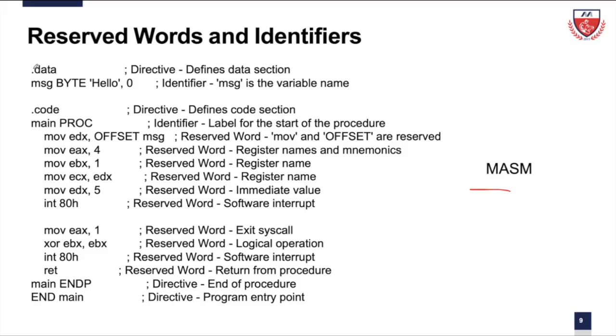Okay, so identifiers here are the variables like the message, what else? Main, no? So those are identifiers. And the directives are the data, the code, and end. Those are directives. Meaning to say that it's directing you to do these processes.